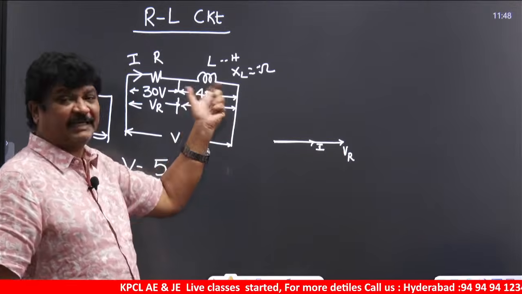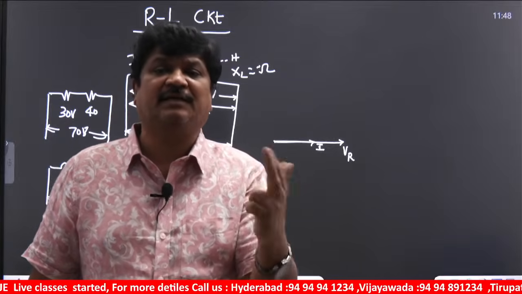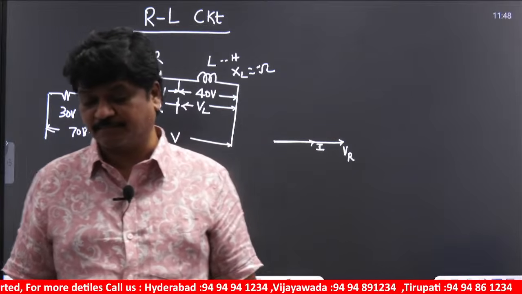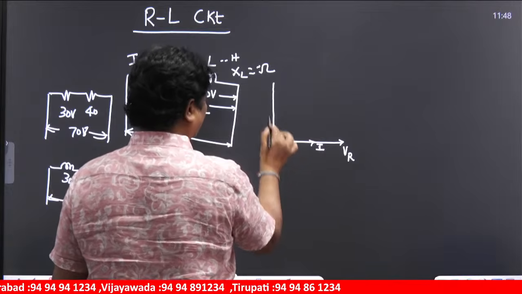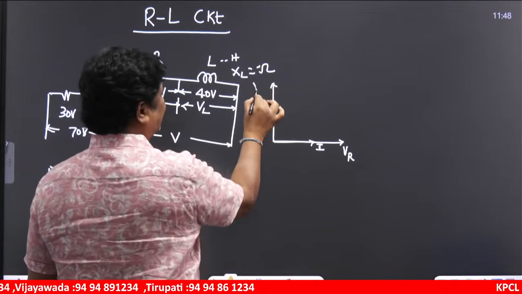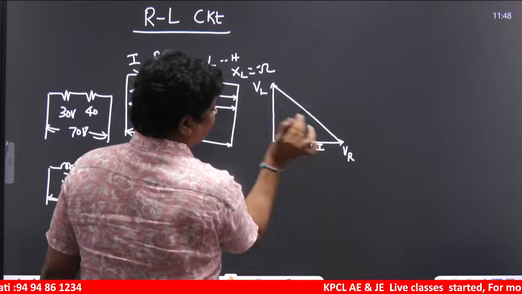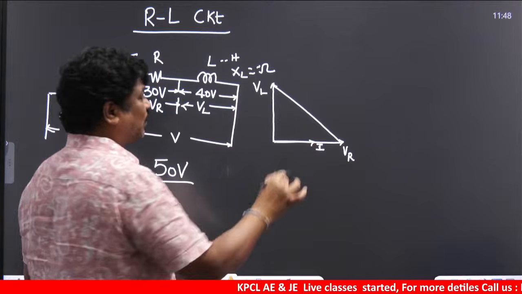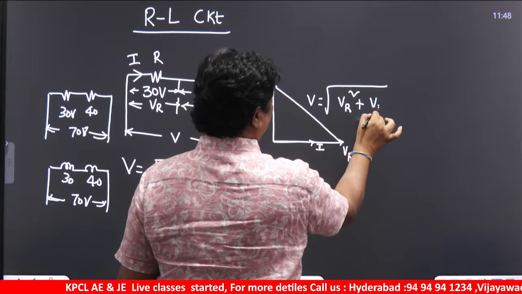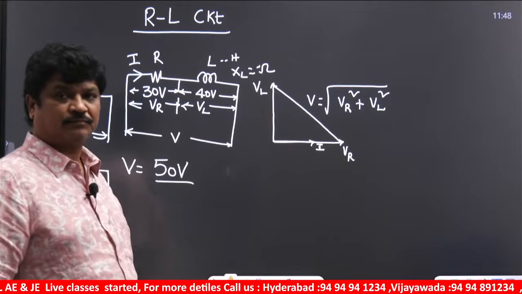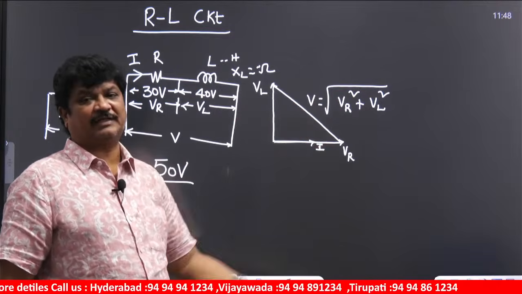Where is the voltage across the inductor? In an inductor, you know, current is lagging by 90 degrees. So the voltage should be leading by 90 degrees. It is leading by 90 degrees. This is called VL. Now what is the resultant? According to Pythagoras, V is equal to square root of VR square plus VL square.